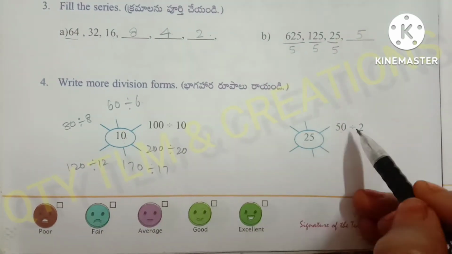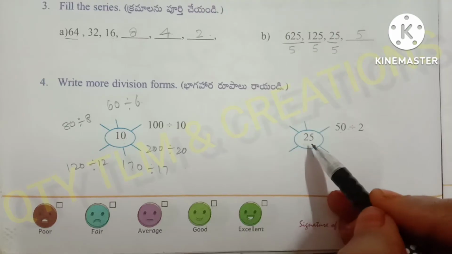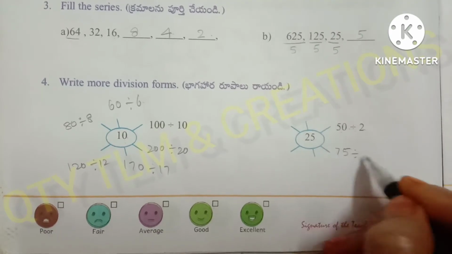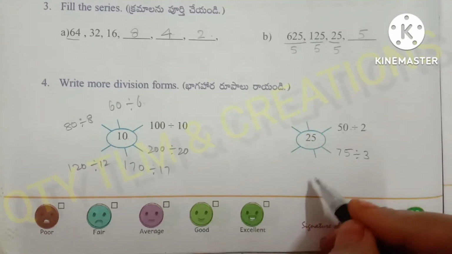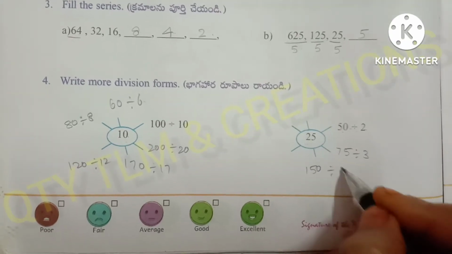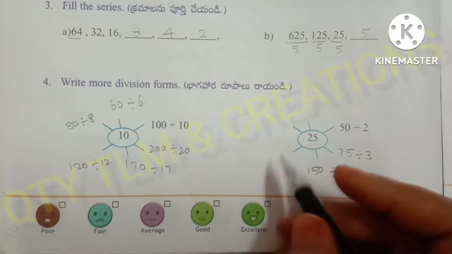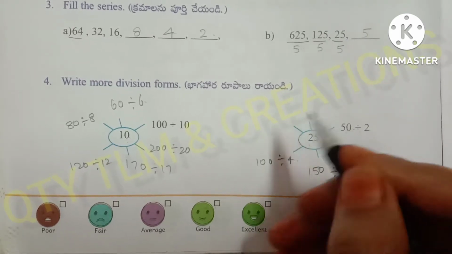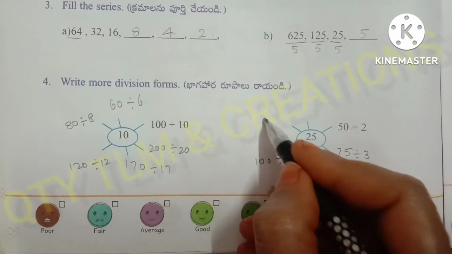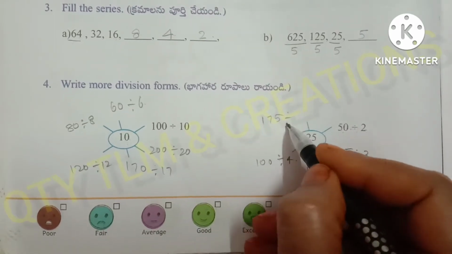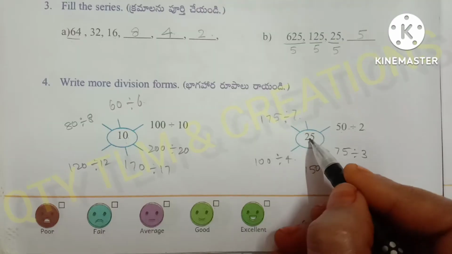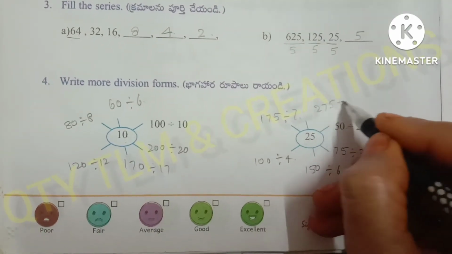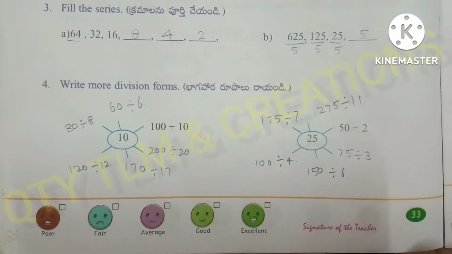Here 50 divided by 2, we get 25. So 75 divided by 3, we get 25. 150 divided by 6, we get 25. 100 divided by 4, we get 25. 175 divided by 7, we get 25. 275 divided by 11, we get 25.